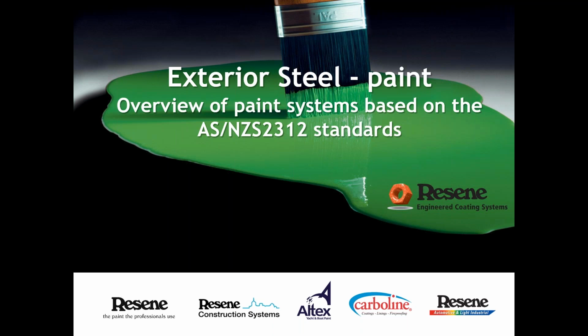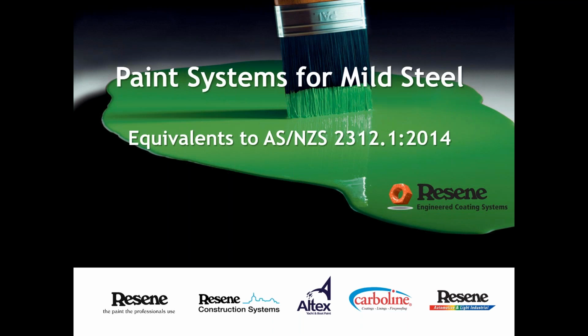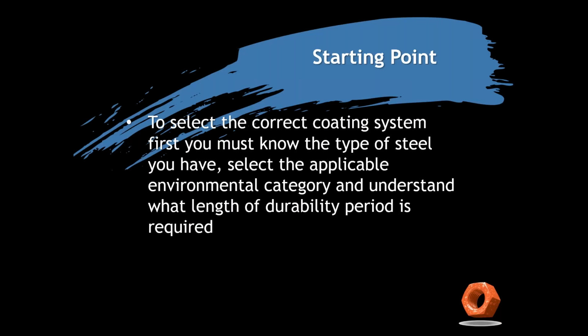Exterior steel paint systems. Now, all new coatings are based on the AS/NZS 2312 standards. So you will see we're about to show the equivalents, Resene equivalents for the 2312 standards. The other paint manufacturers will have their equivalents, and they'll be very similar types of products and film builds that you'll see here that we're showing you, because we all base our coating systems on the standard. So I thought what we'd do is just give an example of a mild steel system to begin with and the equivalents to the standards.